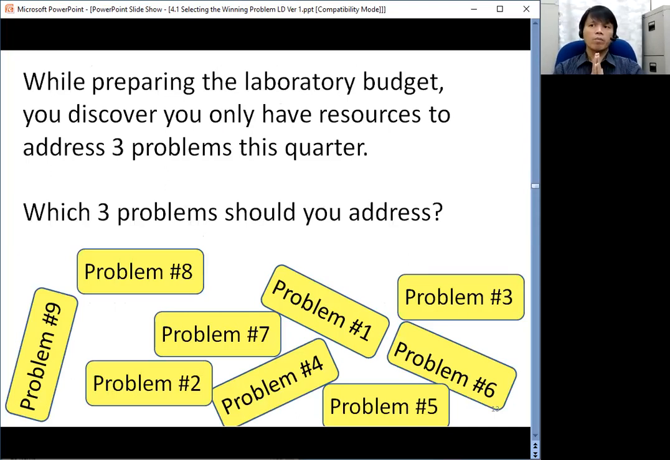While preparing the laboratory budget, you discover you only have resources to address 3 problems this quarter. So which problem should you address out of the 1 to 9 problems? Which criteria do we use to select? I will most probably arbitrarily choose, maybe the first 3 or maybe the last 3.